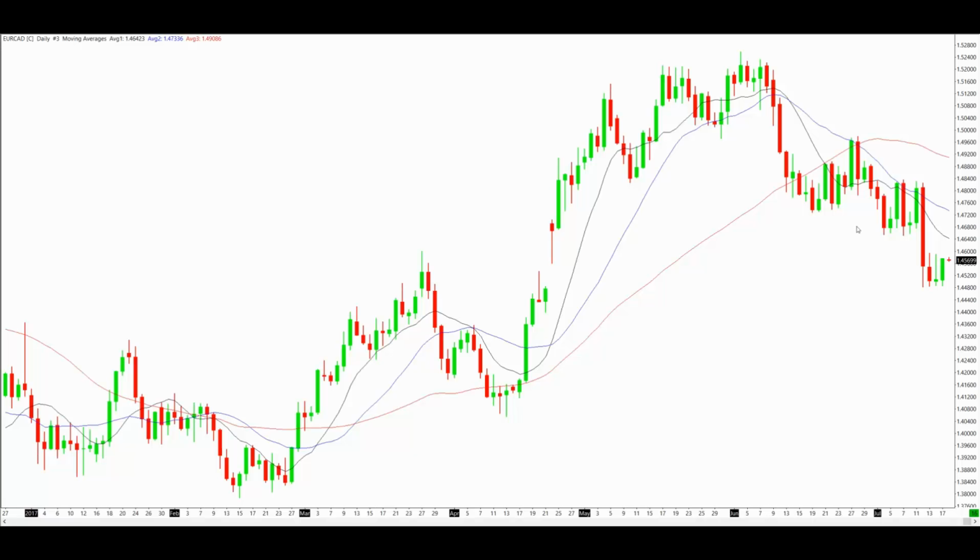On the fundamental side, for Bank of Canada the expectation is that further rate hikes are coming in the future. But what we need to remember is the European Central Bank is also going to have its interest rate decision tomorrow, which will affect the euro as well. So that's why I'm just planning my trade first, because in trading, plan your trade and then trade your plan.